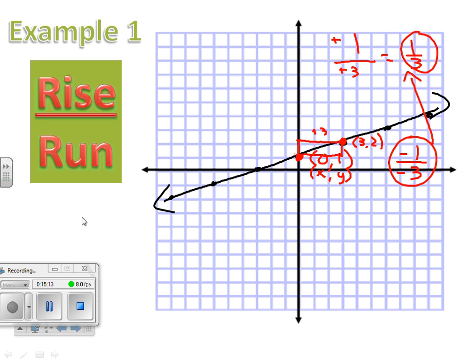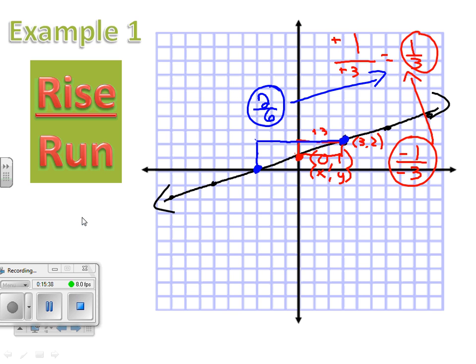What if I had picked this point? Whoops, I don't want that. Let's try this point and this point. Would that have been okay? Yeah. Any two clear points. Watch. Up 2 is positive 2, and then right 1, 2, 3, 4, 5, 6. Does that reduce to that?